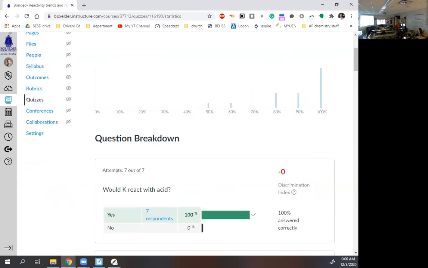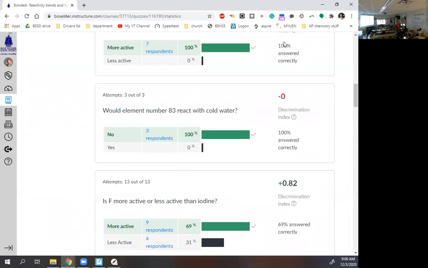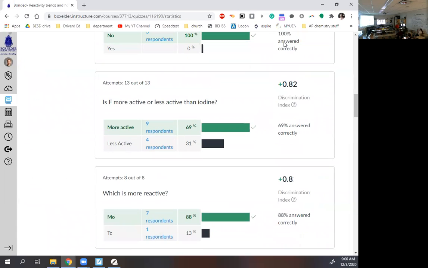All right, so just scrolling through here, doing pretty good. We got down here, fluorine. Oh, that's probably why. You don't know the symbol for iodine, maybe. So I should change that to an I, and maybe our score will go up. F is higher on the periodic table than iodine.